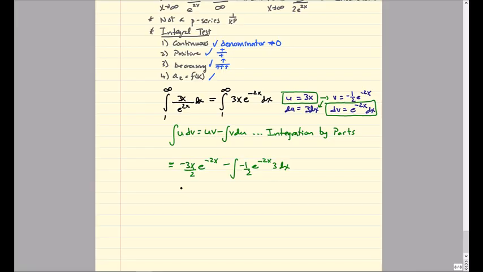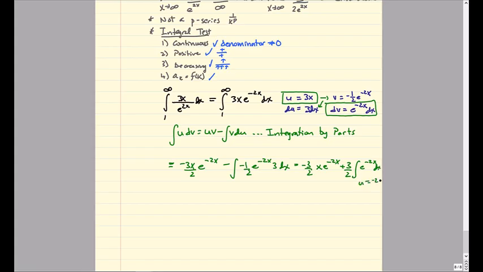So I'm going to rewrite this quite a bit. This is going to be minus 3/2 x e to the negative 2x, and then here I'll have a plus 1/2. Actually, it's going to be a plus 3/2. Let me pull that 3 out front as well. Integral e to the negative 2x dx. Now that I can integrate.